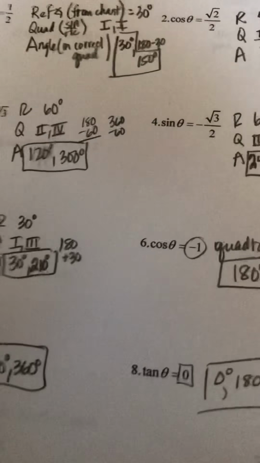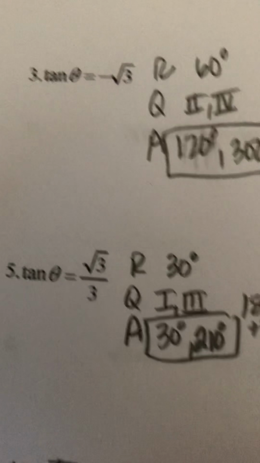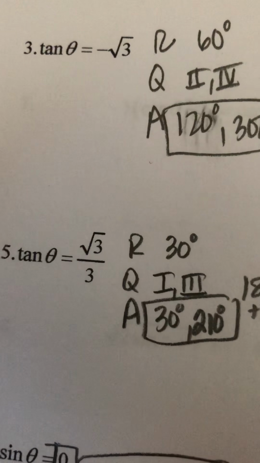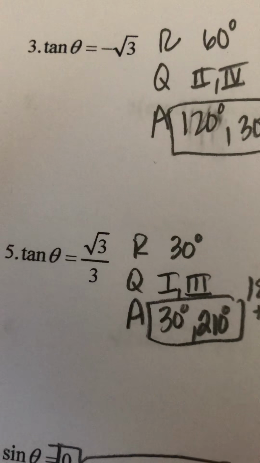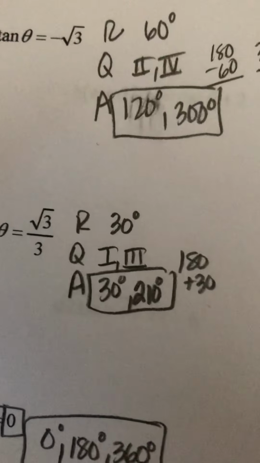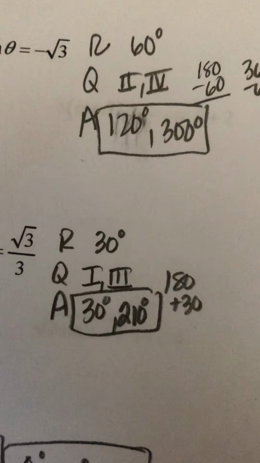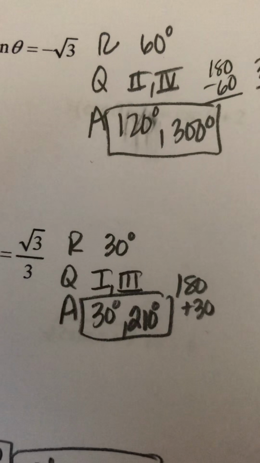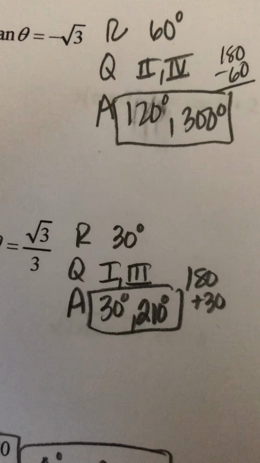Okay. Now let's see, number 5, again, when is tan equal to rad 3 over 3? That's our reference angle of 30 degrees. When is tan positive? In quadrants 1 and 3. Quadrant 1, we just keep the 30. Quadrant 3, we add 30 to 180 and we get 210. And so there are our answers, 30 and 210.